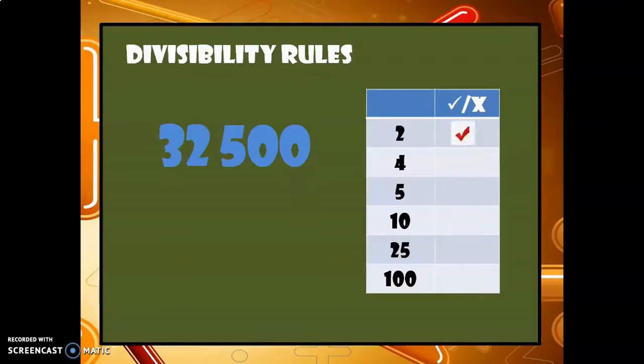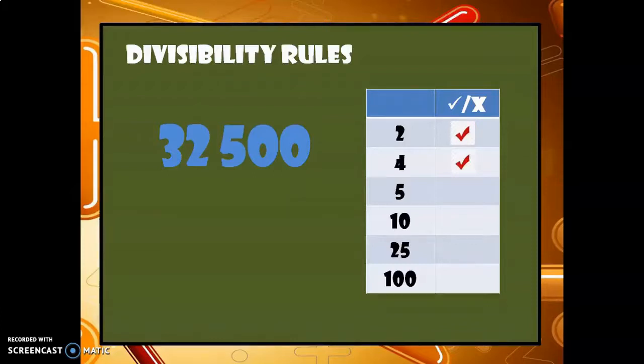Yes. Okay, so if the answer is yes, the number is divisible by 2 because the last digit is 0. Okay, what about divisible by 4? Is it divisible by 4? Yes, that is right. So that is divisible by 4.